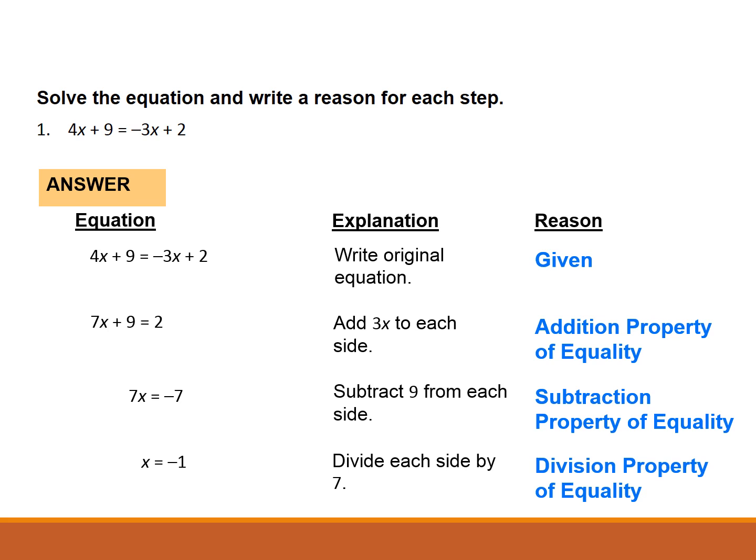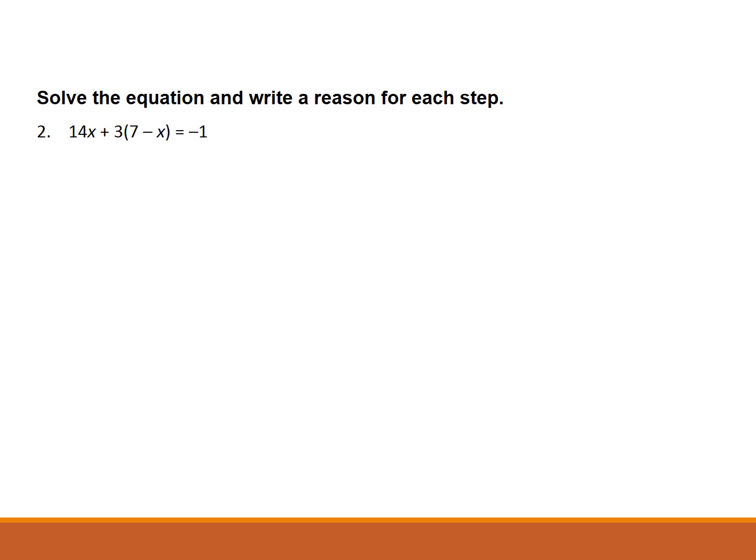Now, how are we going to go from what we have to what we have now, the 7x equals negative 7? Well, we subtracted 9, so it's the subtraction property. And how do we go from that to x equals negative 1? Well, we divided, so it's the division property. Let's do another one. Again, if you need to pause, pause it.